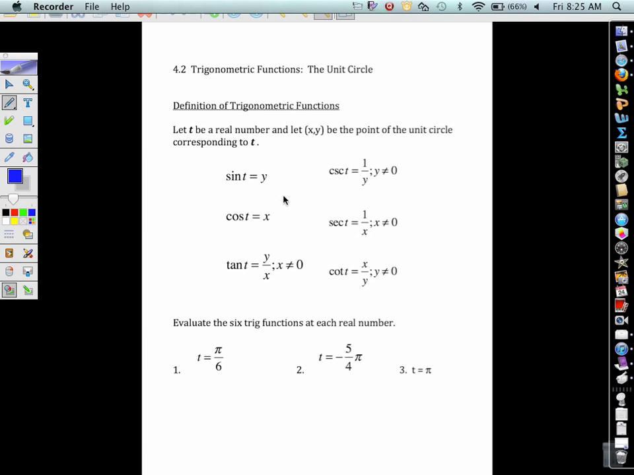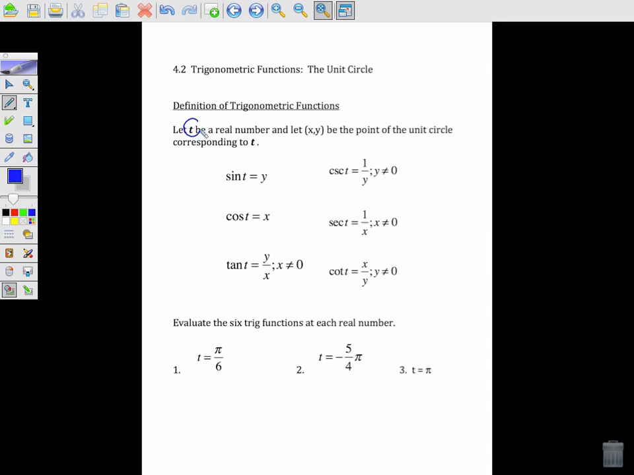All right, definition of trig functions. Let t be a real number. So t is going to be a real number or an angle. That angle can be either in degrees or radians. We'll probably use mostly radians. And (x, y) will be the point on the circle that corresponds to that angle.